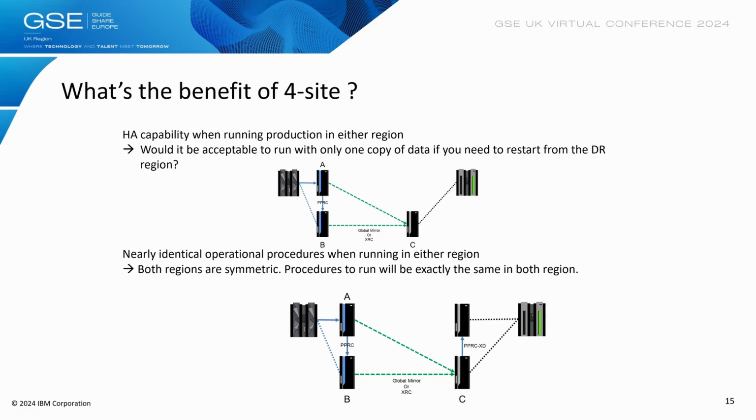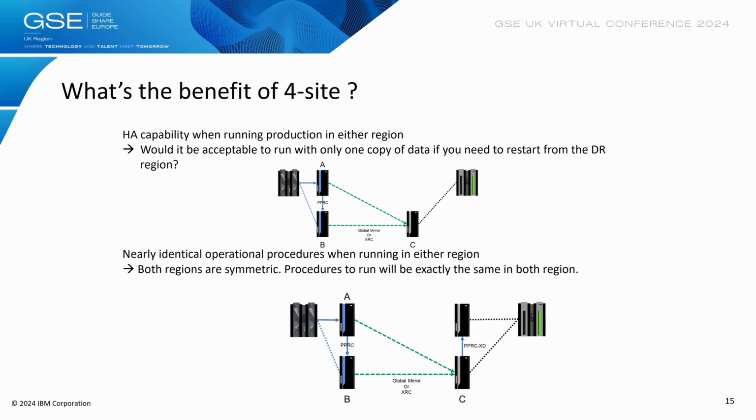So when running on either region, the local GDPS Metro implementation offers continuous availability with HyperSwap and all the automation available in the classic GDPS Metro solution, actually, the local DR, the sysplex management, the system management, and so on. And then when they need to switch region, they can use GDPS to automate all of this.